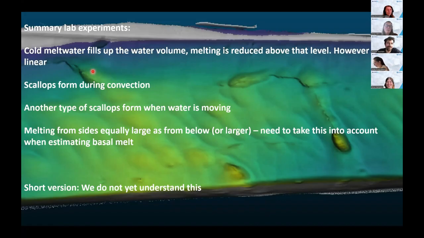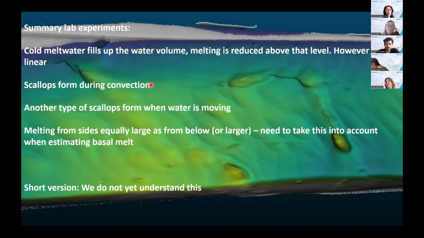So to summarize, what we have seen so far is that the first thing that happens is that cold meltwater fills up the water volume where the ice is, and the melting is reduced above that level. But it's not linear in the lab experiments. It's more like a stepwise change.